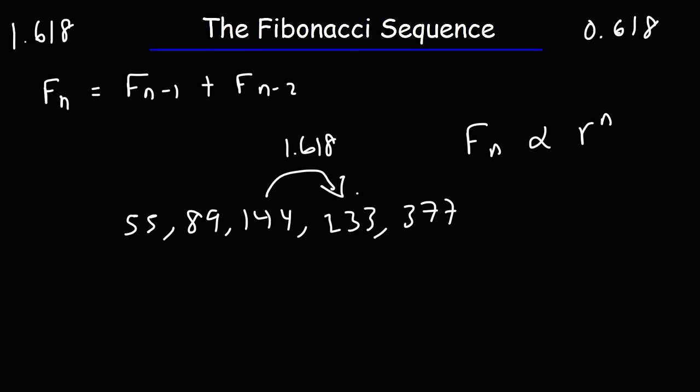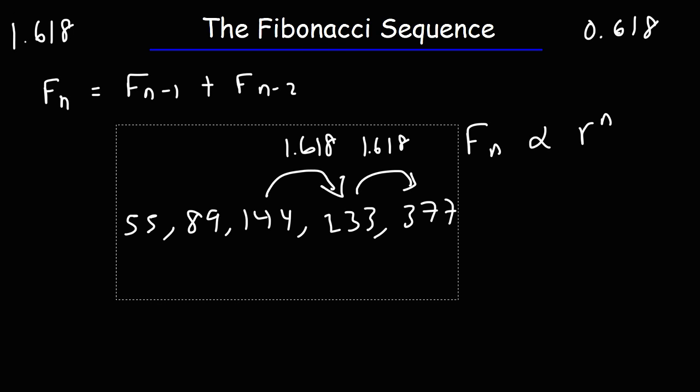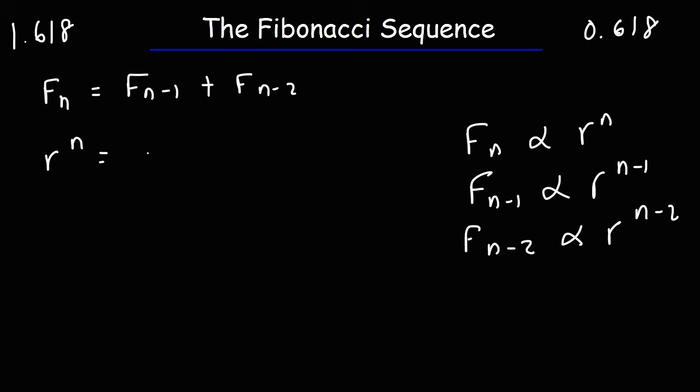And if you multiply 233 by r, or 1.618, it'll give you approximately the next number. So we could say that f sub n is proportional to r to the n. And the previous term is going to be proportional to r raised to the n minus 1. And the previous term to that will be proportional to r raised to the n minus 2. So we're going to start with this equation. R to the n is equal to r to the n minus 1 plus r raised to the n minus 2.